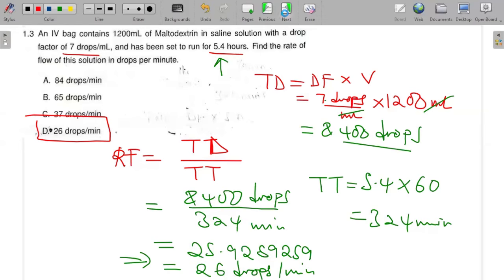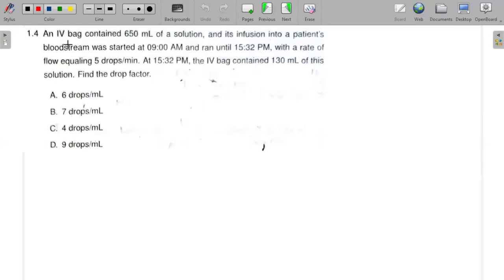Okay, so I'll move to question 1.4. So question 1.4, they're saying an IV bag contained 650 milliliters of a solution, and its infusion into a patient's bloodstream was started at 9 hours, and it ran up to 15:32 p.m. with the rate flow of 5 drops per minute.